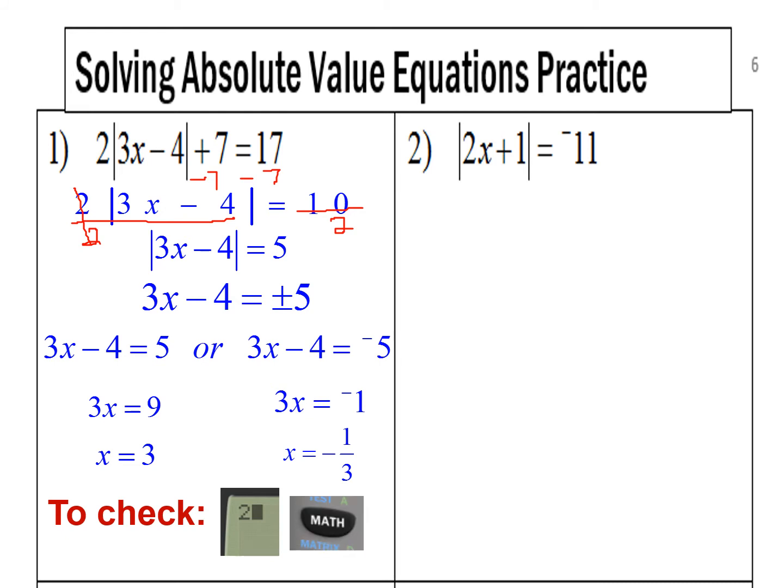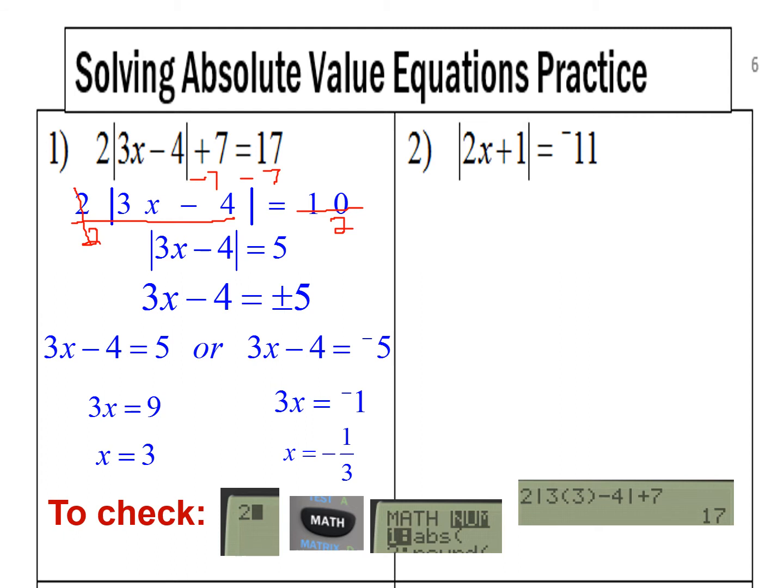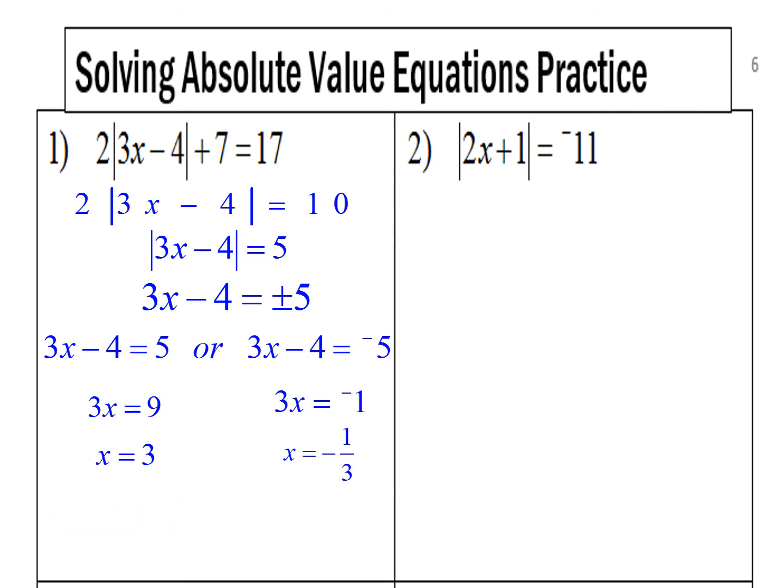We checked it in the calculator. Second, math takes you to ABS, which is absolute value. So we have 2 math, absolute value, 3 times 3 minus 4, close up the absolute value, plus 7 equals 17. We hit the second entry and bring that same equation back up, and we substitute the 3 for negative 1/3, and they both work. Yay us.